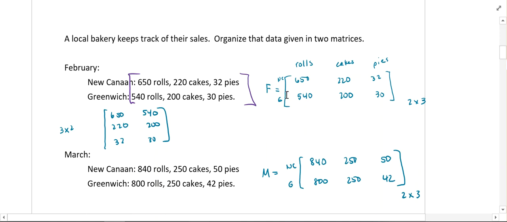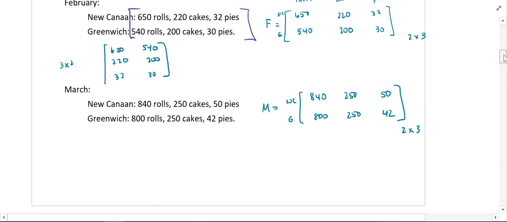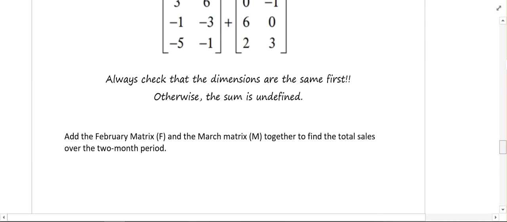Okay, and it makes sense because if in March I introduced cream puffs, I'd have another column here and I would not be able to add them together unless I added a column here for cream puffs and placed zeros in them. That's how you can adjust for adding inventory to a bakery kind of thing.